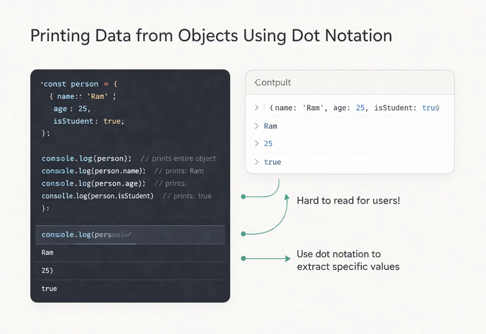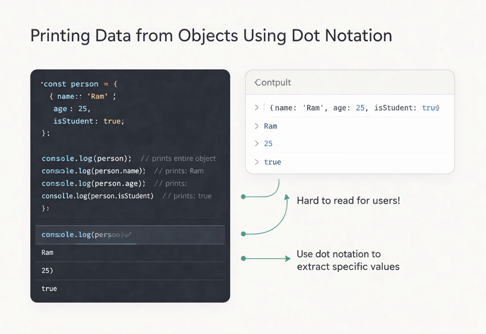So when we have an object and we want to print it, the first instinct might be to just do console.log(person), and that does work. It prints the entire object to the developer tools console. But here's the problem. That output is not human-friendly. You get this big object structure with all the keys and values together, and a regular user, or even a developer reading output quickly, doesn't want to parse through all of that.